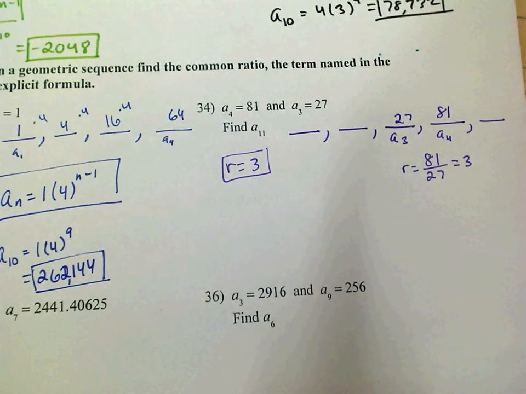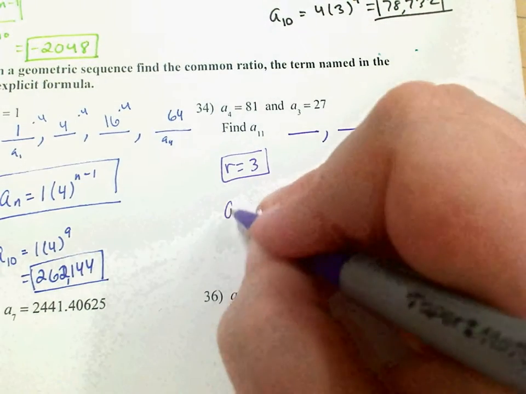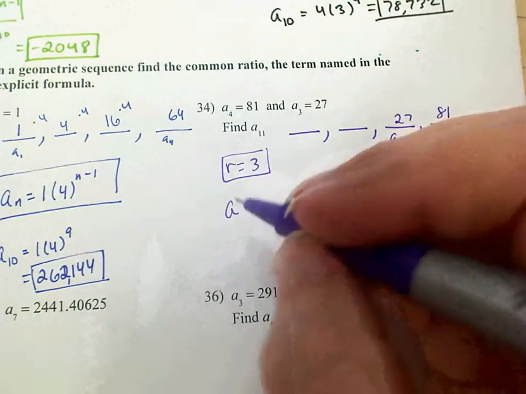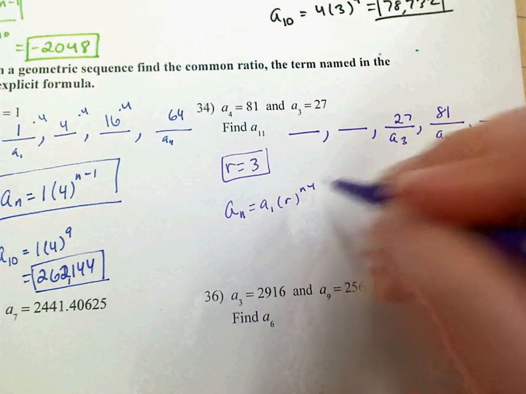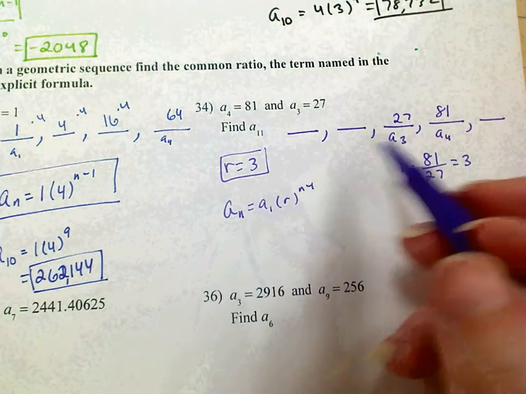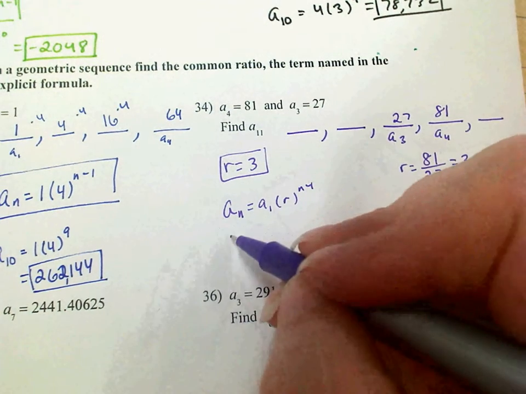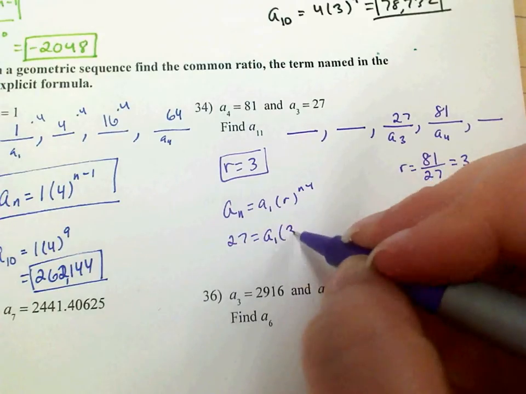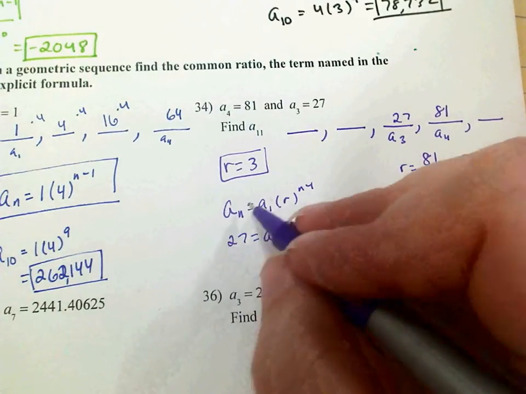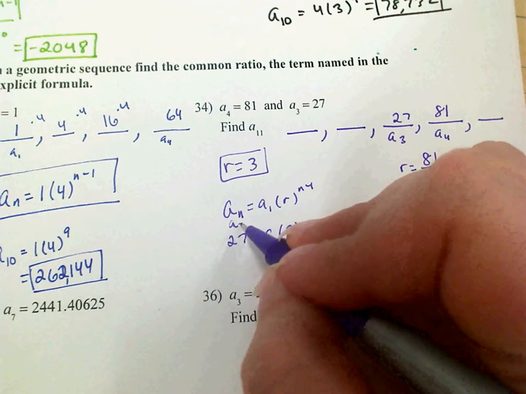If I want to find the explicit formula, I need the first term. So I know that a sub n equals a sub 1 times r to the n minus 1. It doesn't really matter which one you use here. I'm going to go ahead and use the third term. 27 equals, I don't know, times the common ratio to the, well, it's a sub 3. Yeah? So that's 3 minus 1, that's 2.